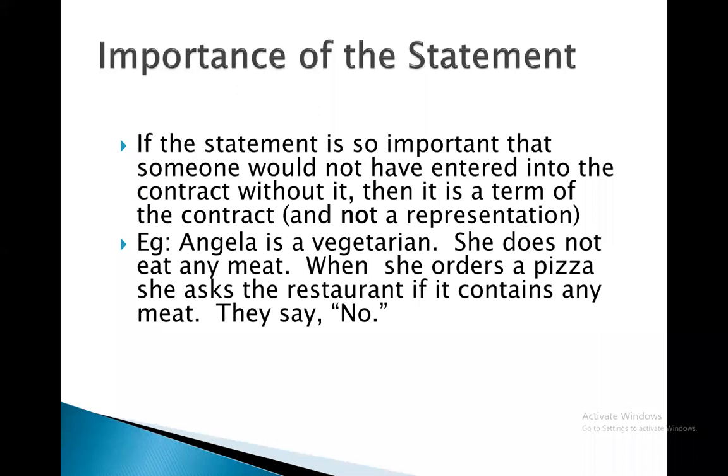So I'll give you a very simple example. Angela is a vegetarian. She does not eat any meat, of course. So she orders a pizza. And when she orders the pizza, let's say at a restaurant, or KFC. I don't know if KFC have a good pizza. We have some pizza eaters here. Pizza eaters, can you confirm whether KFC have pizza at all? Well, I don't do pizza often.